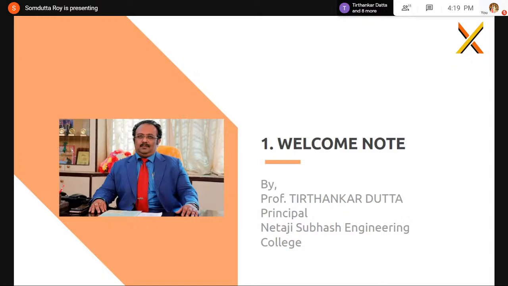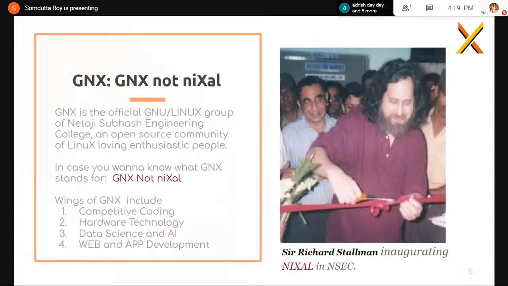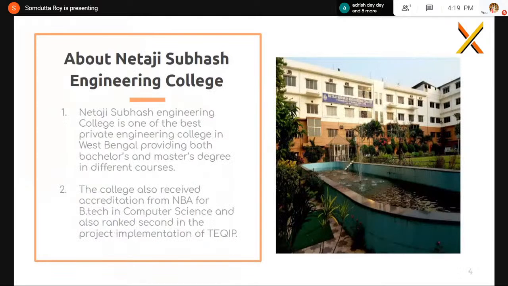A brief introduction about our college. NSEC is AICTE approved, MAKAUT, the state university affiliated, one of the pioneering degree engineering colleges of Eastern India. The institute is accredited by NAAC, and our engineering programs started receiving accreditation from NBA, National Board of Accreditation, that is the Indian version of ABET, since 2005.